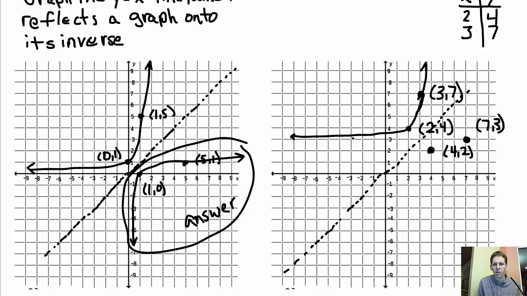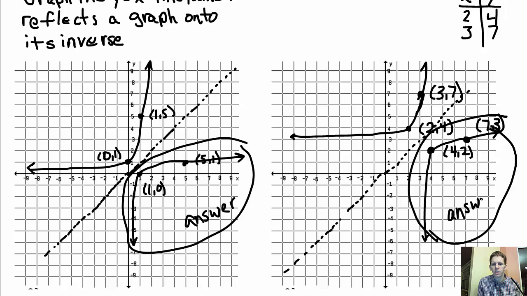Instead of this line at y equals 3 being the asymptote, now it's going to be a line at x equals 3. Kind of like you're flipping x and y again. And our graph is going to come up through here, through this point, curve around like this. This is your answer right here. It's this function right here.